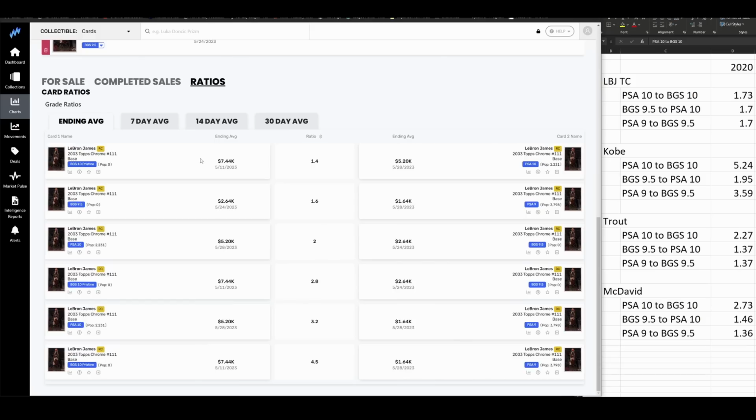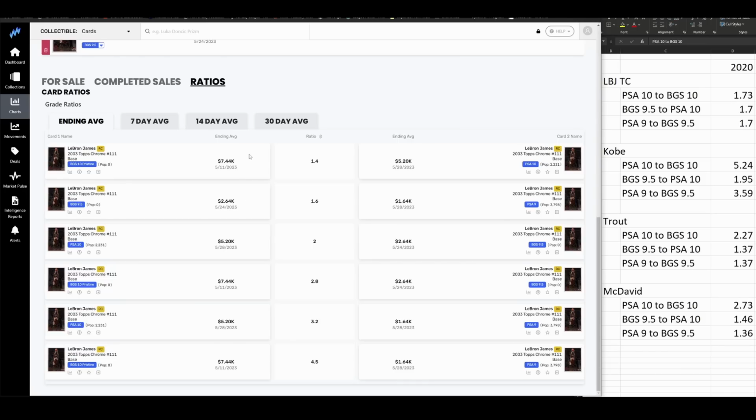PSA 10 to BGS 10 Pristine is now down to 1.4, so that gap has narrowed. PSA 10 to BGS 9.5, this one right here, is now 2x, up from 1.7, so that gap has widened. And a PSA 9 to a BGS 9.5 used to be 1.7, and is now down to 1.6, so that gap has narrowed ever so slightly. That's the example of the LeBron.